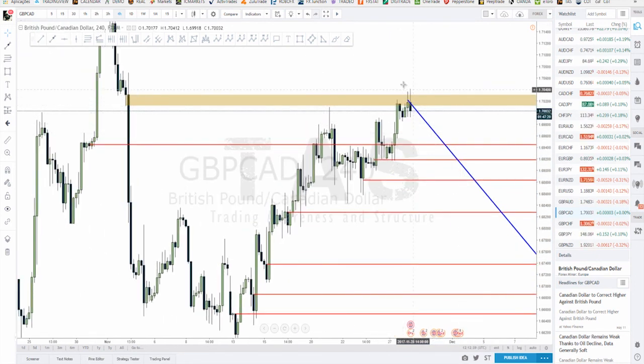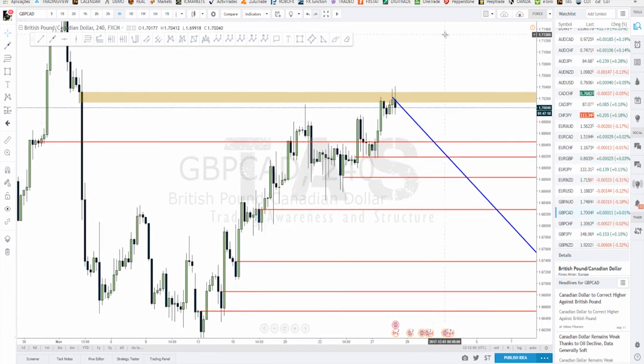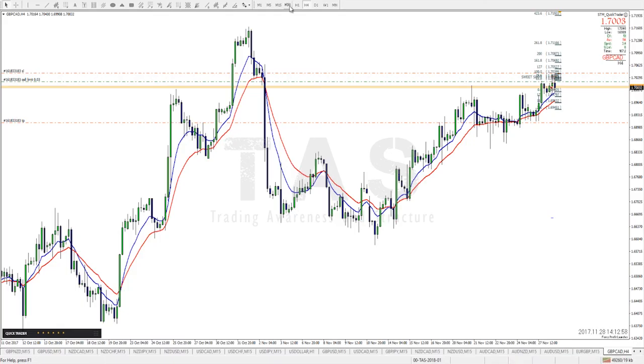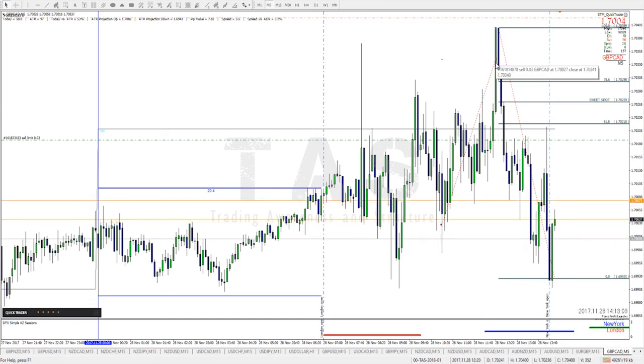I had an order there. It was triggered, then it was stopped out, but it's still valid in my opinion. So I have put the order back in again, just like happened on USD CAD yesterday. On the 5 minutes, the trade was triggered here. The stop loss was there.